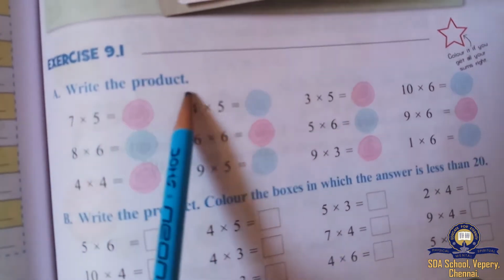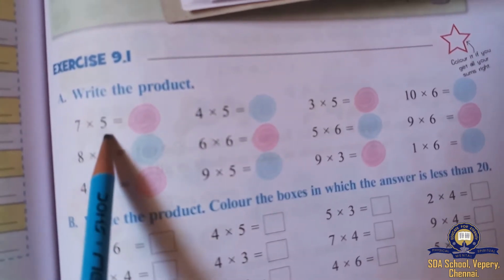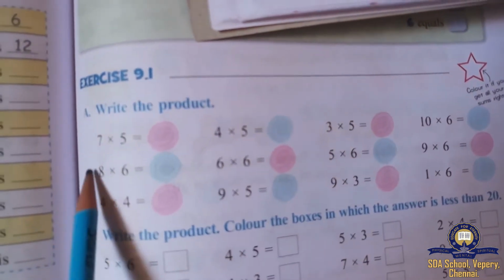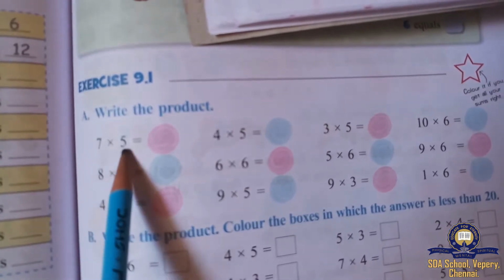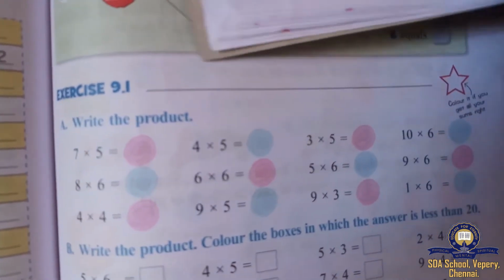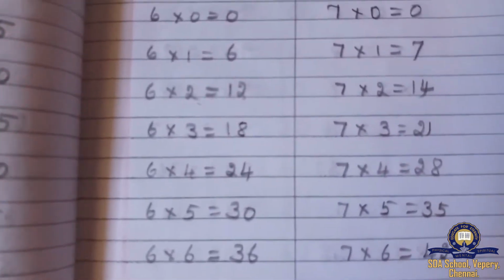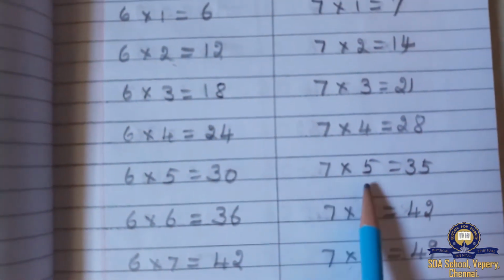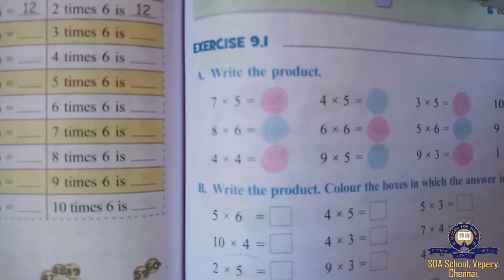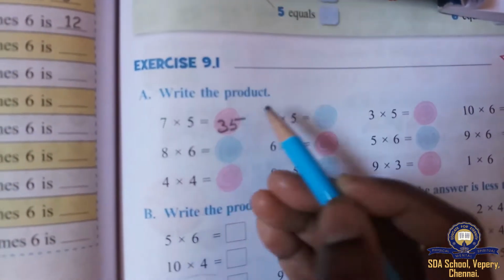Now see, write the product. 7 5s are, that means the 5 table. You have to tell and see. 7 tables or 5 tables, you can see it. See, in chapter 4 we wrote it in the note. What number comes? 7 5s are 35. What is the answer? 35. Take and write down 35.